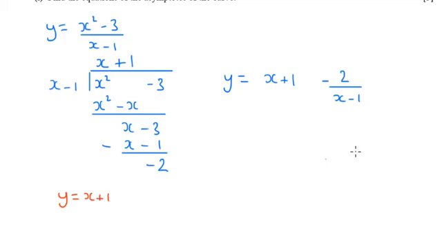The other asymptote is going to come from here when x is equal to 1. This will not be defined, and that will take over. So the other asymptote is when x equals 1.